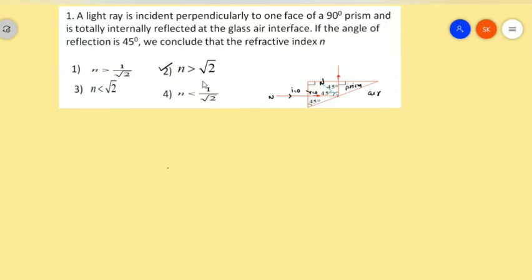Let us draw the diagram here. This is a prism. It is a right-angled prism, which means it makes 90 degrees here. This is the 90 degrees. What is happening here? One light ray is incident here along the normal, as in the diagram given in the question. This is the incident light ray and this is the normal for this surface.